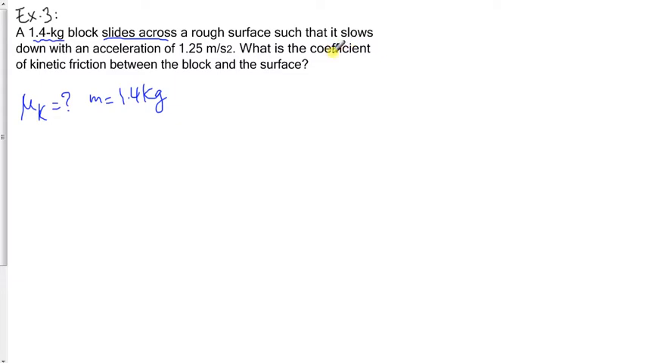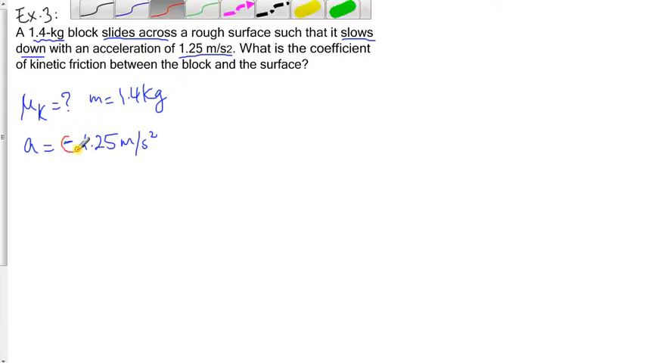So the acceleration here is 1.25 meter per second square. As it slows down, this means that acceleration is negative 1.25 meter per second square. So this minus sign here, why is it there? Because the block is slowing down.